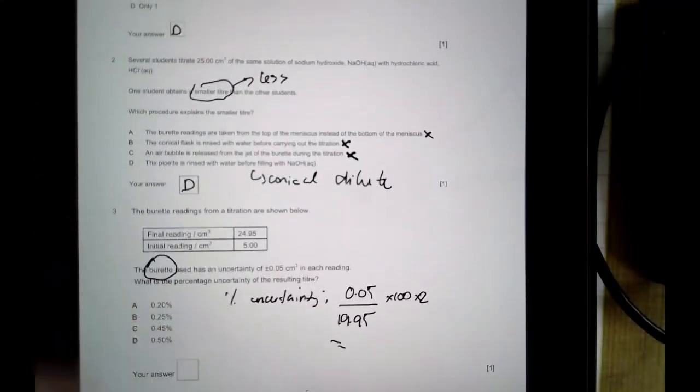Beyond that, the questions tend to get a bit repetitive. So in the next video I'll just go through how to do the titration calculations, because they come up all the time.